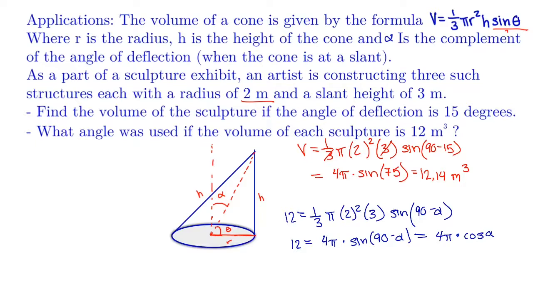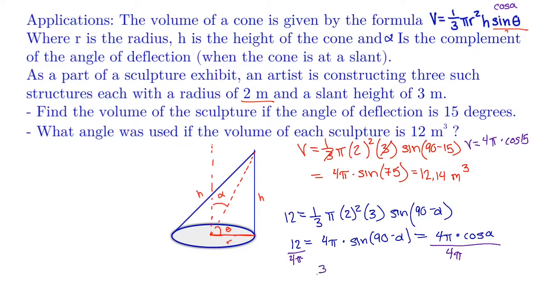And so same thing up here, we could have written this problem as the volume is equal to 4 pi times cosine of 15, which is the original angle of deflection. So again, for this problem we could have cosine of alpha and not even have to worry about theta, except a lot of times theta is what makes sense to us. Alright, so now that I went off on that tangent, we can go ahead and divide by 4 pi.